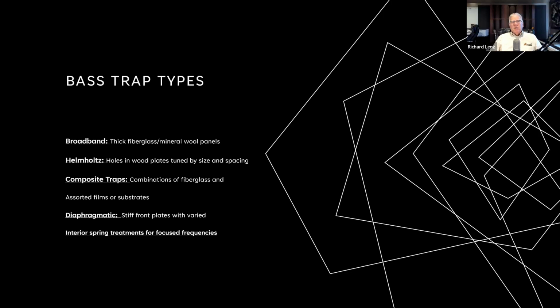What we are talking about here is diaphragmatic, and a diaphragmatic bass trap, as you know, but many may not, is one that has a stiff front plate and interior spring treatments to adjust for frequencies, which is also based on depth, width, height. All kinds of different calculations go into diaphragmatic bass traps to make them perform at the various frequencies that we want them to perform at.